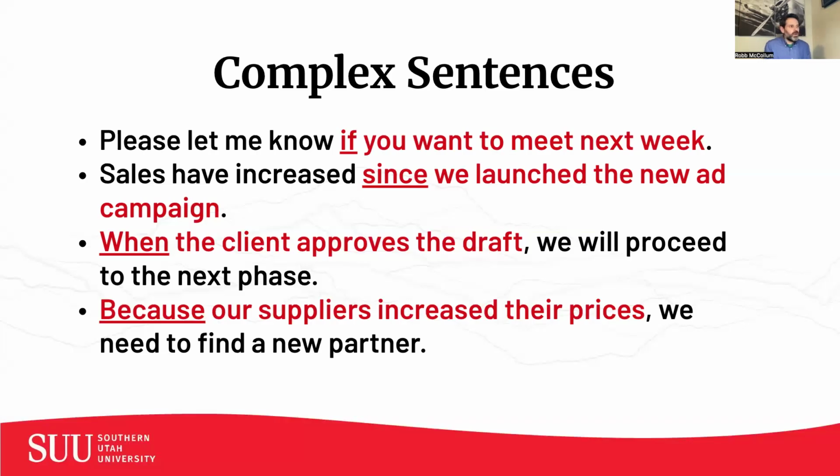In our third example, when the client approves the draft is our dependent clause, okay? Because there's our subordinating conjunction at the beginning of the sentence, when. So when we finish that first clause, we have to put a comma to signal to the reader, now you're shifting to the second clause. And then we see the same thing with the next sentence, because our supplier has increased their prices. We have to end that with a comma so that the reader knows now we're shifting to the second clause, because the word because was at the beginning of the sentence. And so it's not in the middle to help signal that shift.